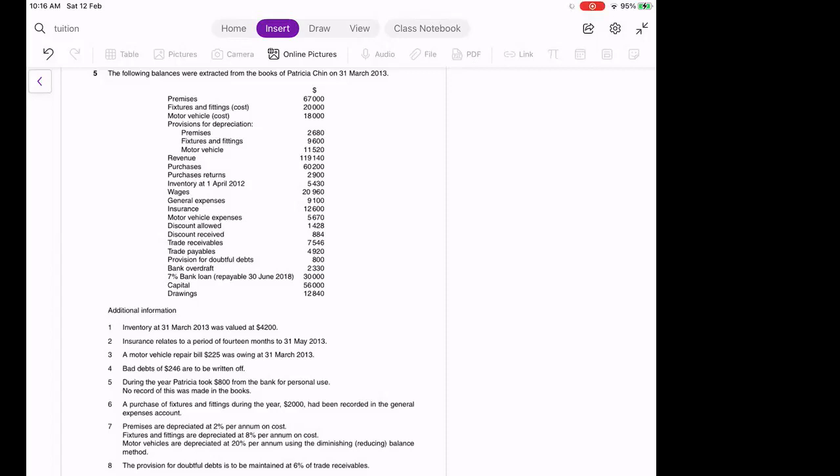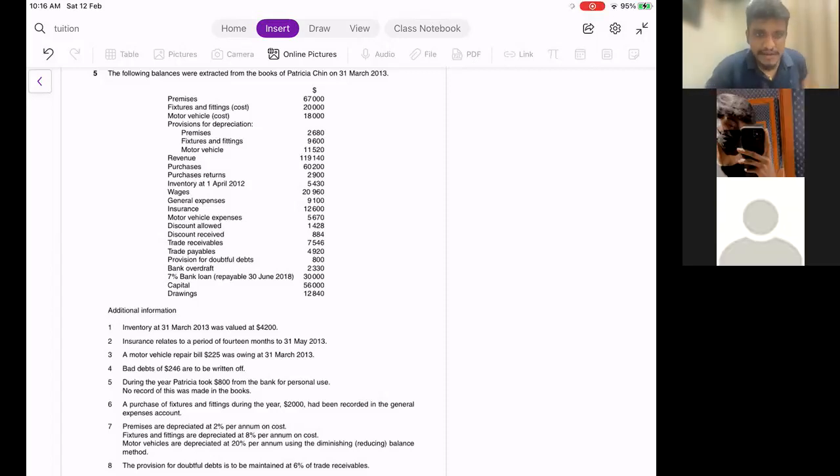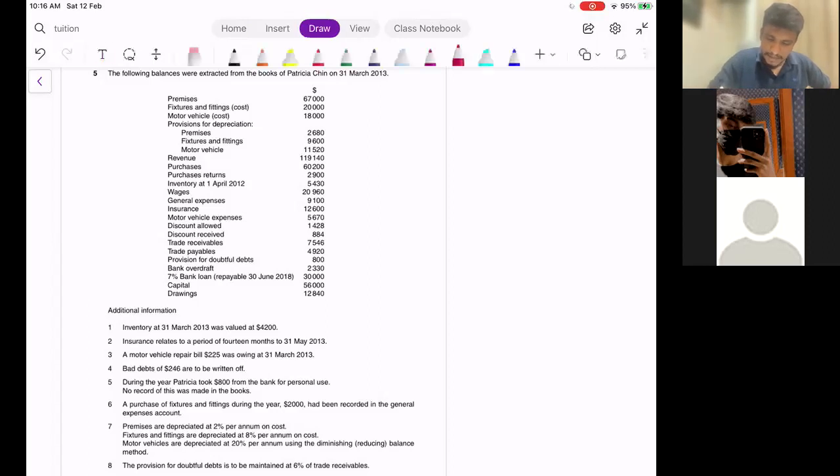So question number 5, right? I'm having a problem with it. It says during the year, Patricia took 800 from the bank for personal use. No record had been made. If you take out the money from the bank, it's minus bank. But the problem is your bank is overdraft.